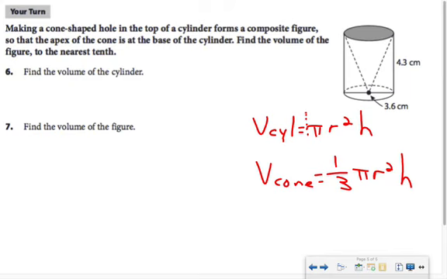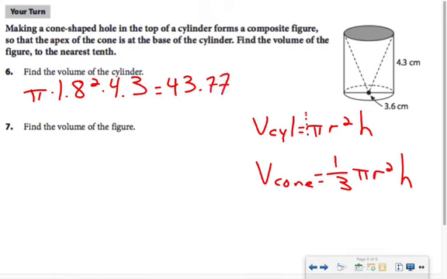Okay, so let's find the volume of the cylinder. Volume of the cylinder, I've already put the formula there, it's pi r squared h. So pi times my radius is 1.8, so 1.8 squared, times my height, which is 4.3. And in my calculator, 1.8 squared times 4.3 times pi is 43.77.